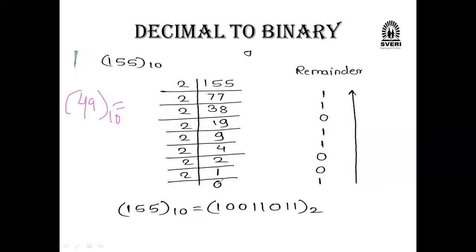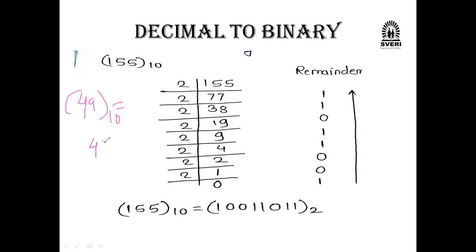1001. Wrong. Triple 0, 1, 1, triple 1, 1, triple 0, 1. Very good. Yes, 110001 is the correct answer here.